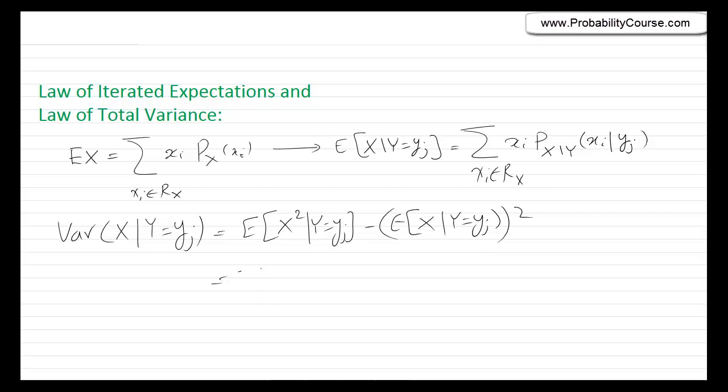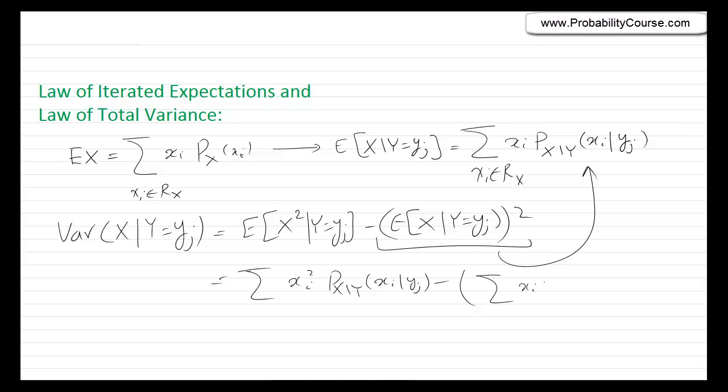and we can simply write this as the sum of xi squared times px given y. Again, note that I'm using the conditional probability mass function. So this is again just a conditional expected value, which I mentioned here. So I just replace it by px given y of xi given yj, the whole thing squared. Okay, so we know how to calculate conditional expected value and conditional variance.